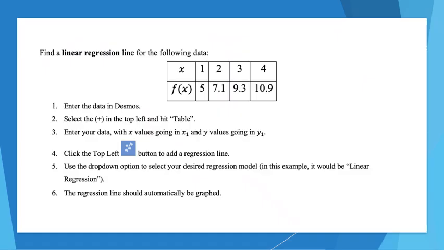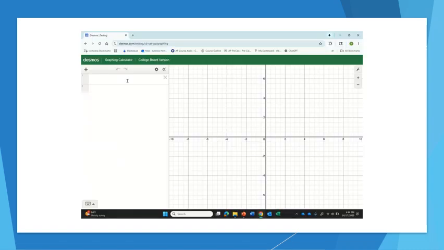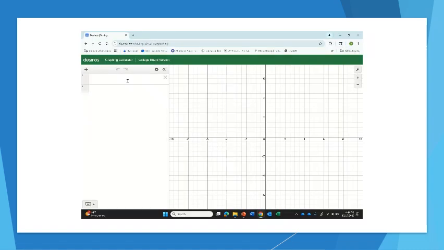So here, finding a linear regression line for the following data. Read these steps here, try it in Desmos, and I have a video now to go over these steps exactly. All right, so to build this regression line, first we want to enter the data that we need to be modeled, and then the second step is selecting our regression model.